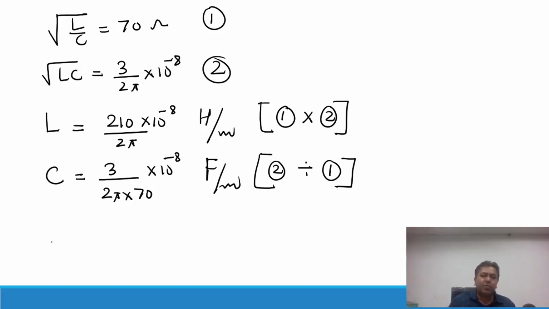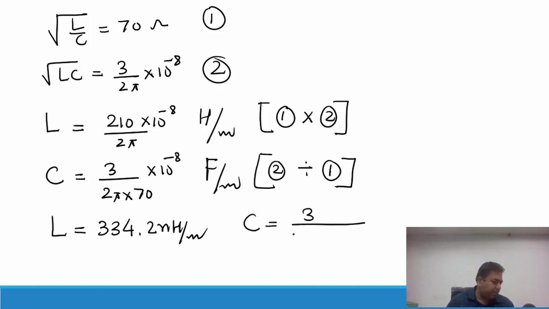If you calculate these values with the help of a calculator, then you will get the inductance. I am directly writing the answer. Please check with proper calculation, with the help of a calculator which you are having right now. L is equal to 334.2 nano Henry per meter. This is the inductance. And as far as the capacitance is concerned, it is 3 upon 2 pi into 70 into 10 to the minus 8, and solving this, we get 68.2 picofarad.